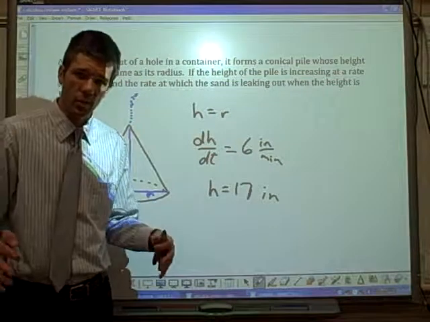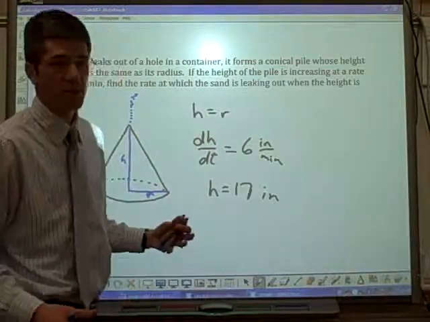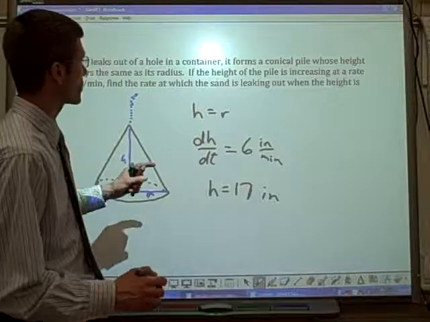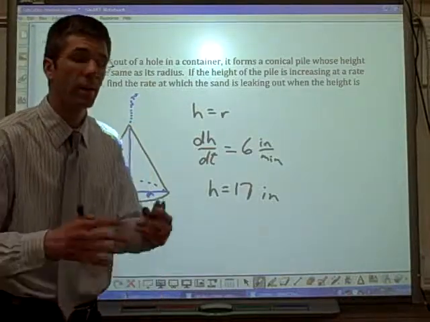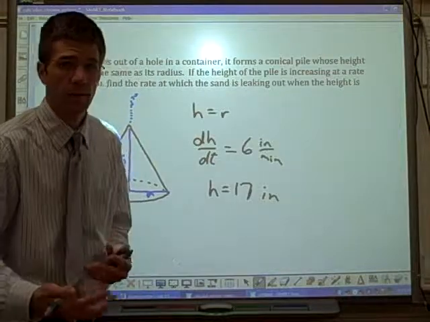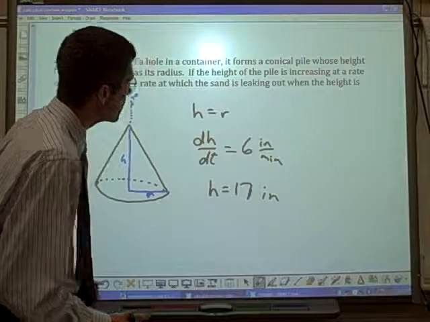When you're finding the rate at which the sand is leaking out, it's a volume issue. Even though it never said cubic inches, let me give you a couple hints. First of all, if I want to know the rate at which I'm filling up a bucket with water, it's going to be a volume issue. Cubic centimeters, cubic inches, or something more practical like gallons or liters or something like that.